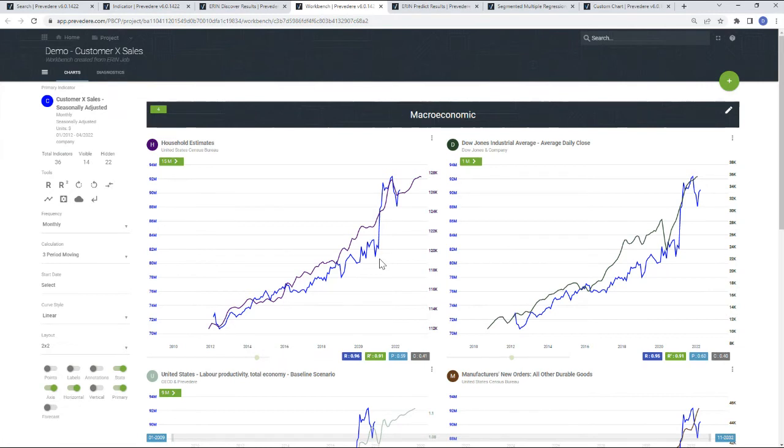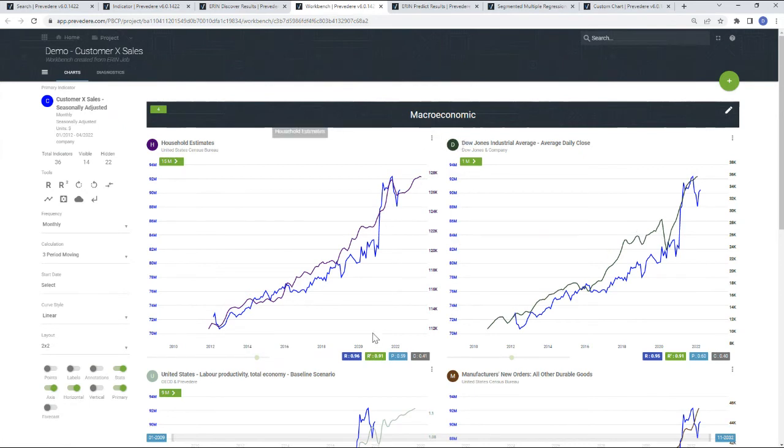If we monitor this indicator and we start to see a big slowdown or a decline in the number of households in the United States, this customer's sales or category is likely to feel that deceleration 15 months later.